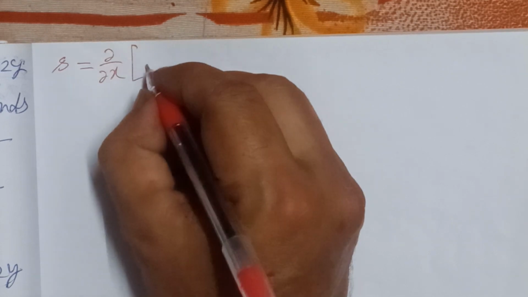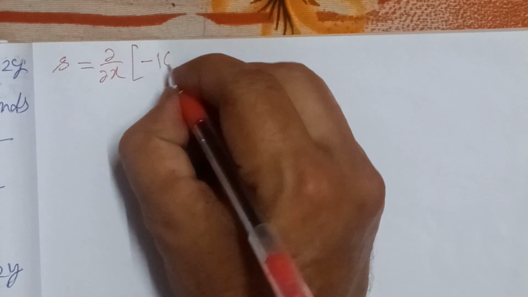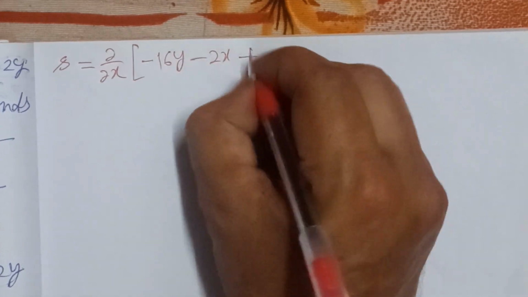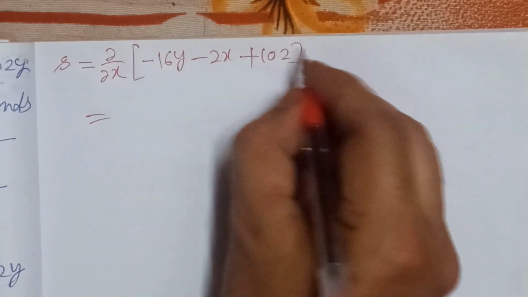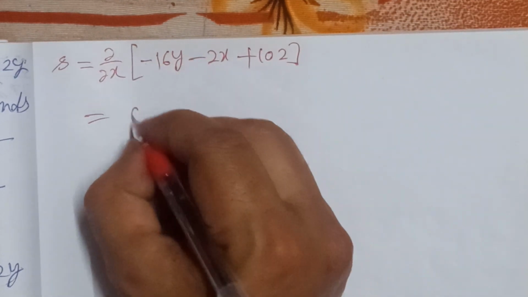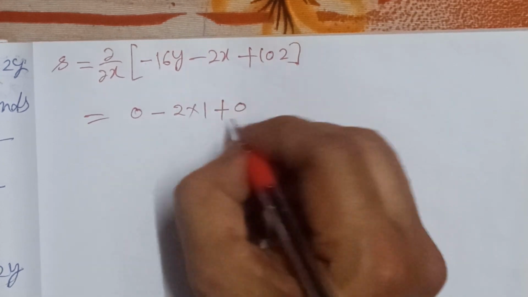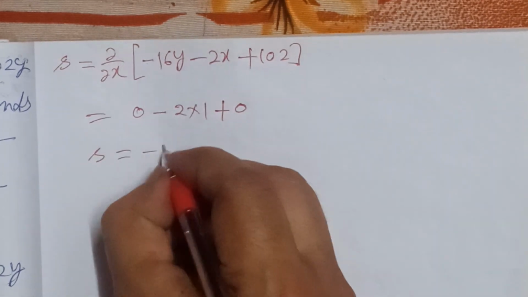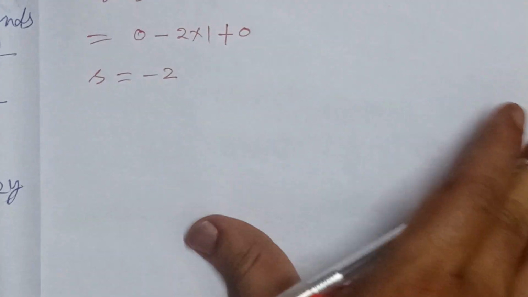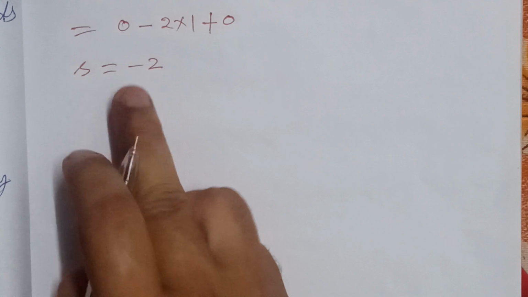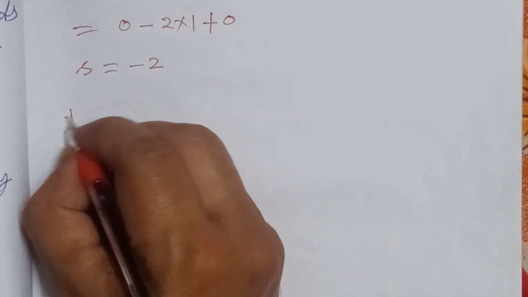So I put the value of del r over del y and get minus 16y minus 2x plus 102. On differentiating this value, the differentiation of this is 0, and differentiation of this value, minus 3 into 1, and differentiation of this is 0. Therefore s is equal to minus 2. This value on differentiation becomes minus 2. And now we have to find the value of r.